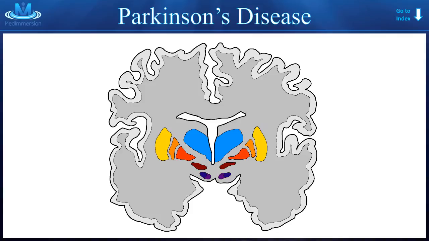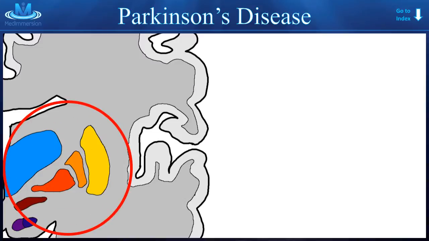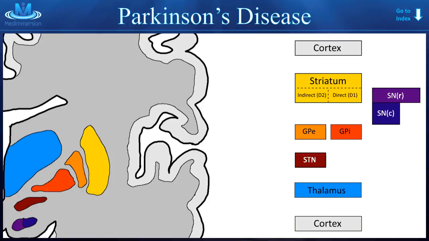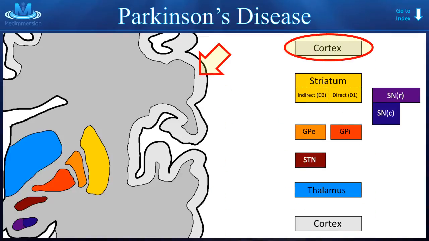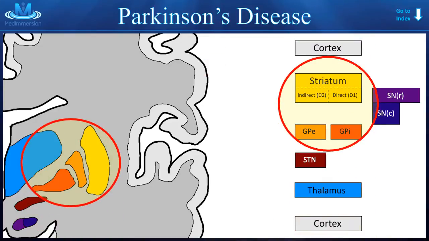We are interested in these structures here, which I've color-coded and matched those colors with this box diagram on the right. So let's run through what we're looking at exactly. First, the cortex, where the initiation of conscious movement begins. Then we have some basal ganglia structures, the striatum, which is yellow, the globus pallidus externus, which is kind of a lighter shade of orange, and the globus pallidus internus, which is a darker shade of orange.